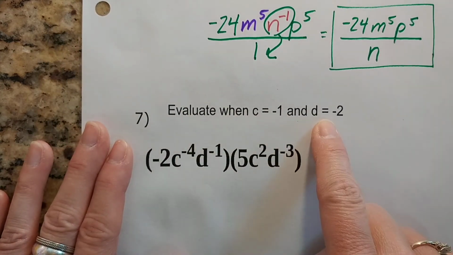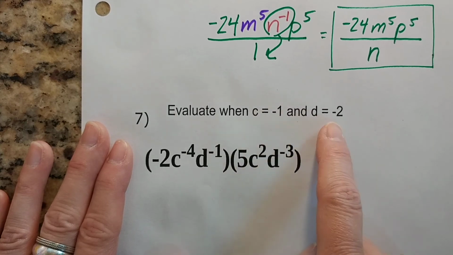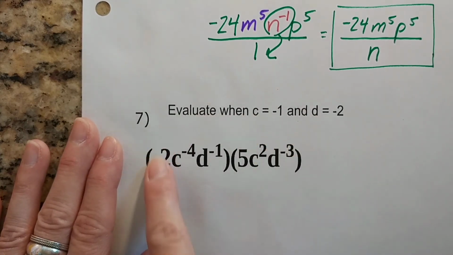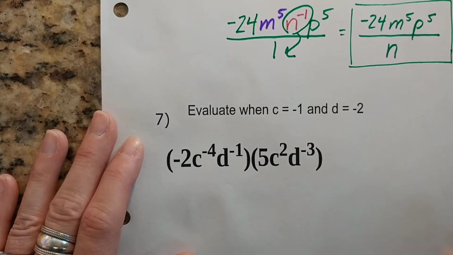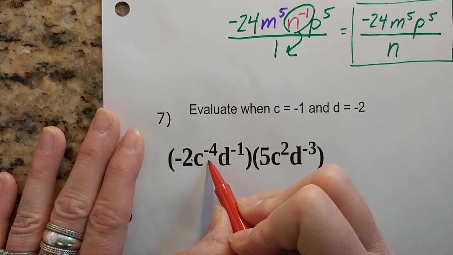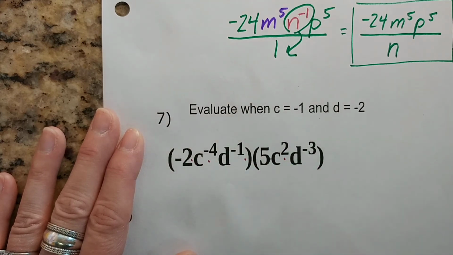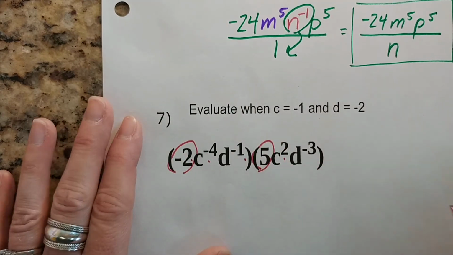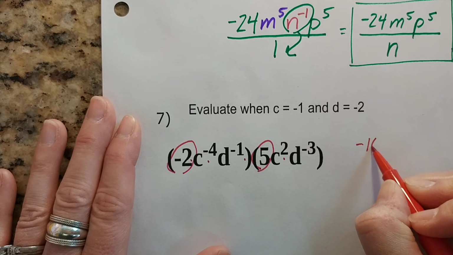Last example. Here we're asked to evaluate this expression when c is negative 1 and d is negative 2. Well, remember, before we evaluate, we're going to want to simplify. So let's take a look at our expression. Everything's being multiplied together. Let's multiply the coefficients first. The negative 2 times 5. Well, we can see here that that's just negative 10.